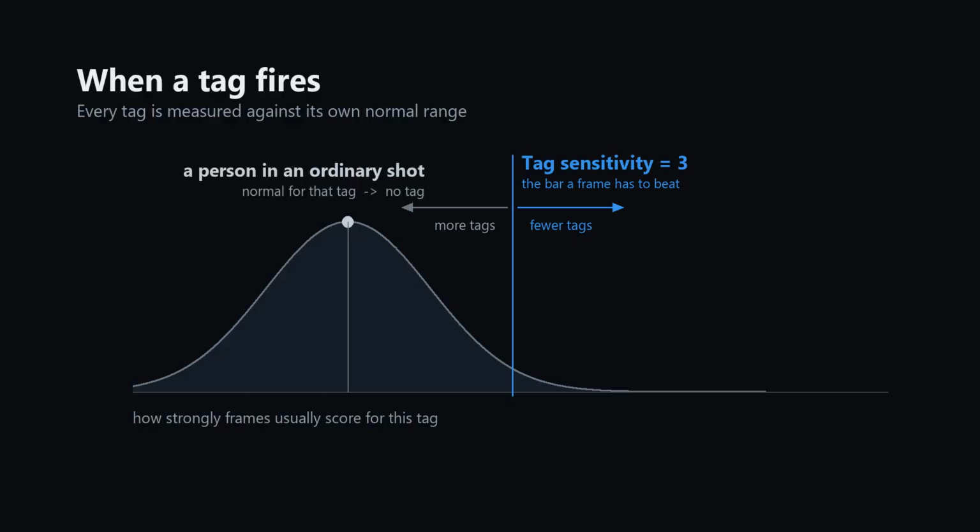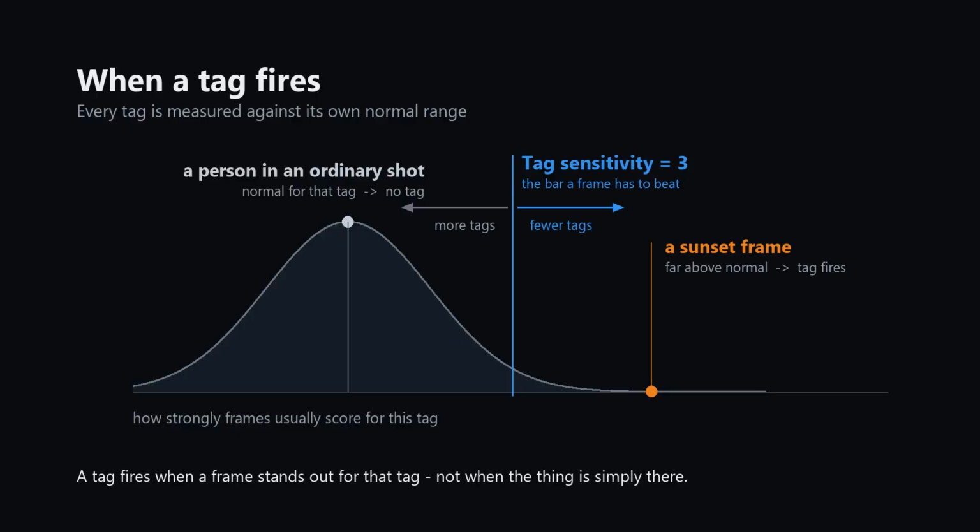So think about what that does to a tag like person. People are in an enormous share of all video frames. So person has a very high baseline. An ordinary shot of somebody standing there is perfectly normal for that tag, and it doesn't clear the bar. Where a sunset is distinctive, when a frame is a sunset, it's dramatically above what's normal for sunset, and it fires immediately.